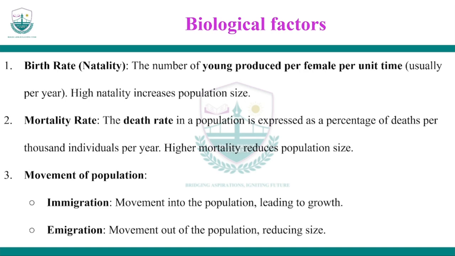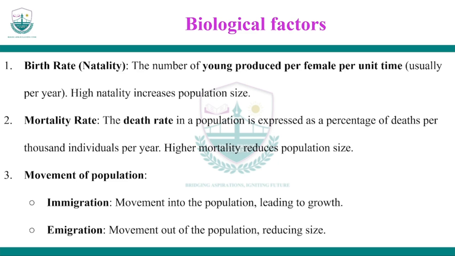Another key biological process is migration. Immigration is the movement into a population, increasing its size. For instance, birds migrating to warmer regions during winter. Emigration is the movement out of a population, which can decrease its size. An example, animals fleeing wildfires or droughts. Migration impacts gene flow, biodiversity, and resource competition, key ecological dynamics.